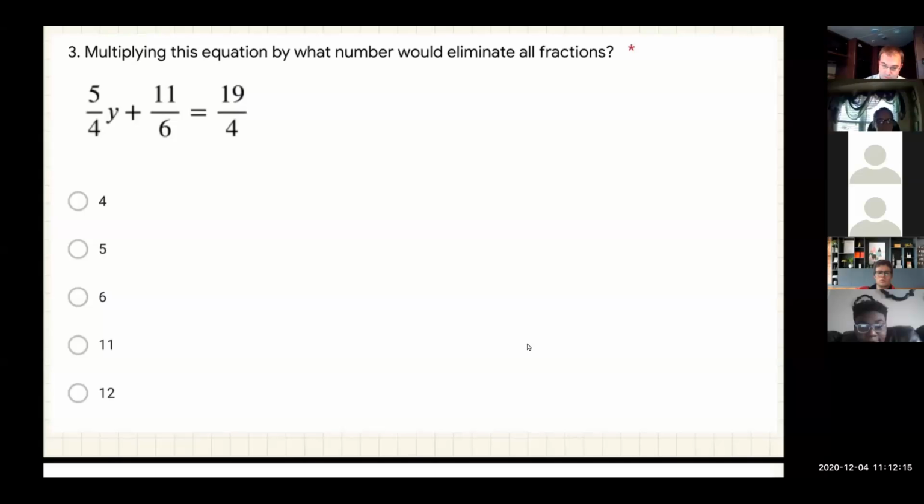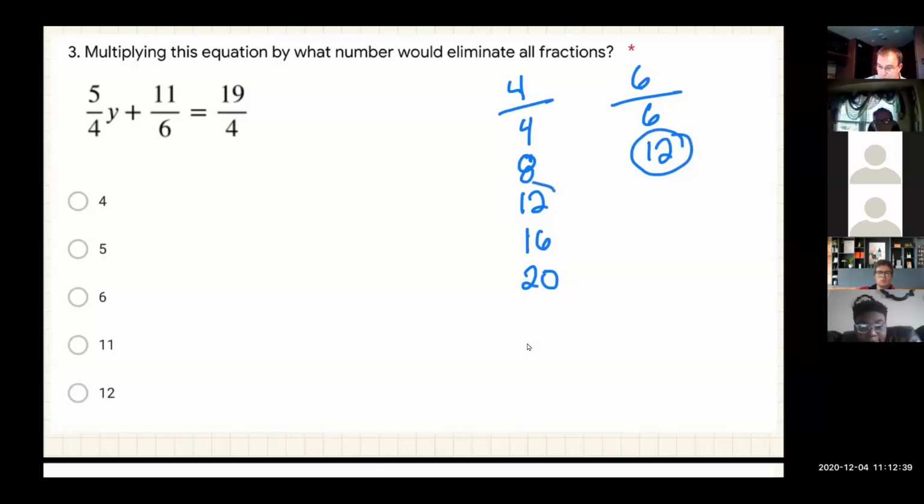So again, we have two different denominators. One of them is a 4, one of them is a 6. Listing the multiples of 4, I just start with that number and then add 4 more to get 8, then 12. I can keep going. I'm going to stop because 6 is the first multiple of 6, but then add on to that, we get 12. So the smallest number that I know is a multiple of both of them is 12.